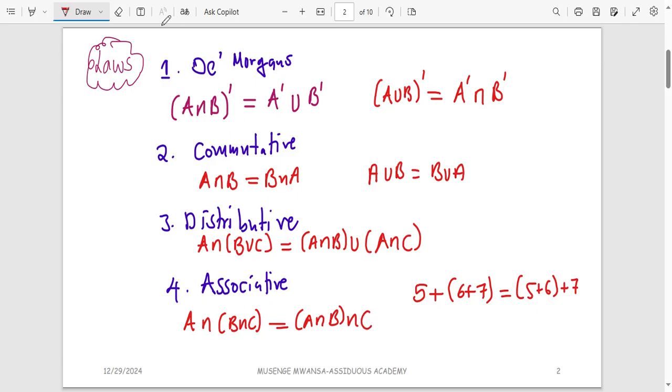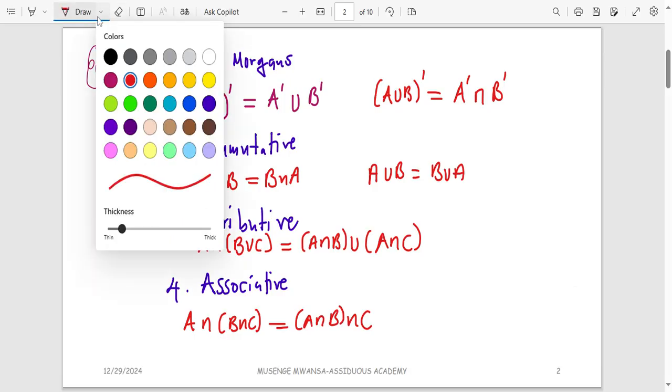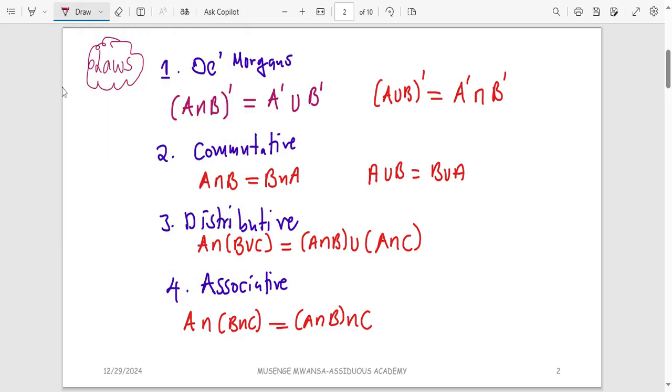That will be the same if you are using union. Please, associative law only applies when you have got the same set operation. Like you can see, there is intersection here, there's also intersection here. This won't be true if you have got a union and an intersection. It should be intersection with intersection or union with union. Are we okay? Have I left out anyone?